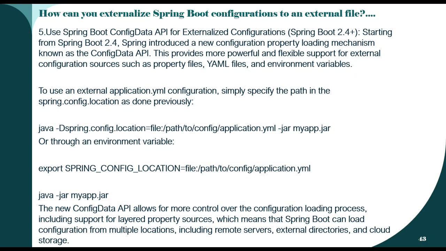One is using the Spring Boot config data API configuration. That's one of the newly introduced, I would say in 2.4, right? We can configure that in the property loading mechanism. So that's how we can make use of it.